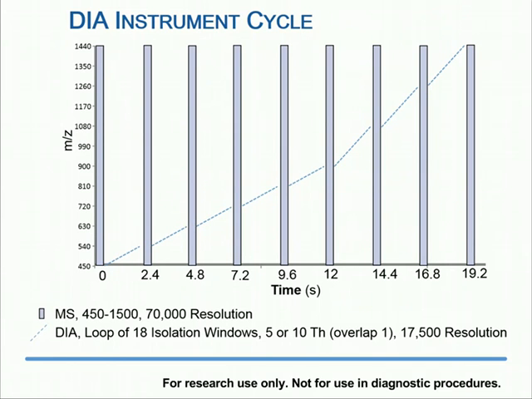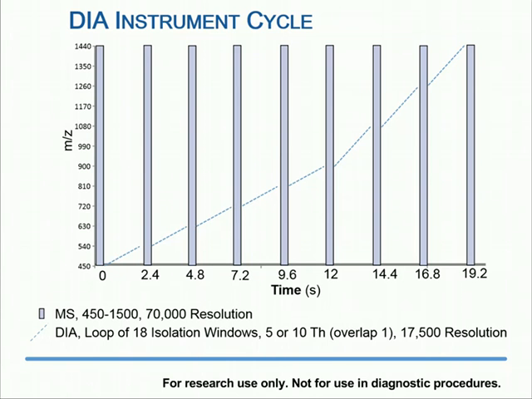On the y-axis here, we have mass to charge, and we're typically using from 450 up to maybe about 1,500 at 70,000 resolution, so a very high-resolution scan for the intact peptide precursors. And then we have a loop of 18 isolation windows from 450 going up to 1440.